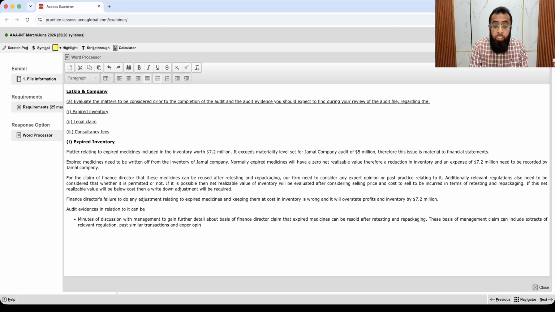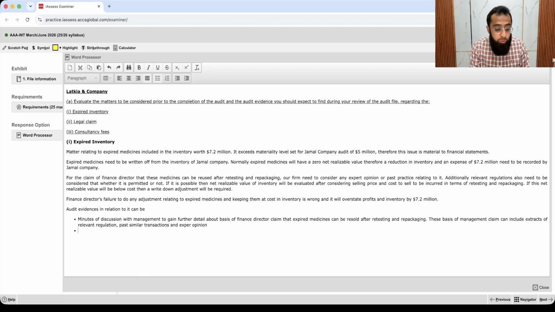Okay. So we need to get the basis of the finance director claim because he has made a very odd claim that, okay, I will sell the expired medicines. So we can have a discussion with the management. What else we can have? We can have details about the systems or inventory management systems of Jamal and company, that how they monitor the expiry dates, because we have found some expired medicines. So maybe there are other expired medicines also.